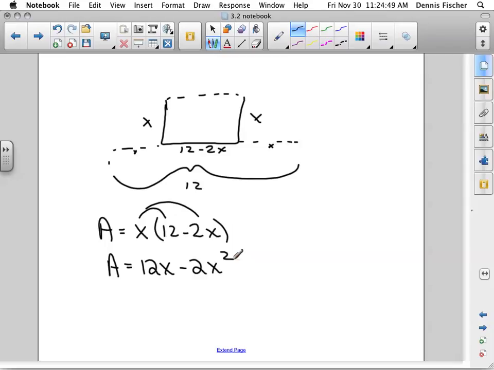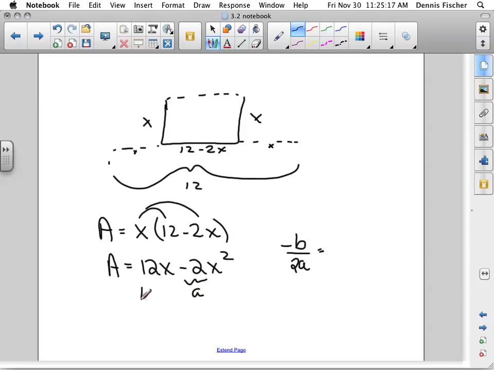Now, I have to maximize. Now, maximizing, where does the maximum or minimum always occur? At the vertex. So to maximize this equation, I'm going to use negative b over 2a. Noticing that this equation is not in standard form, my a is negative 2.